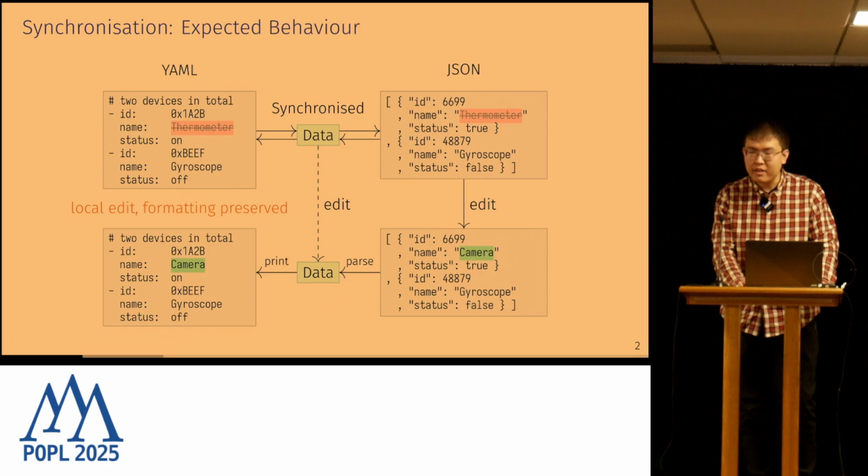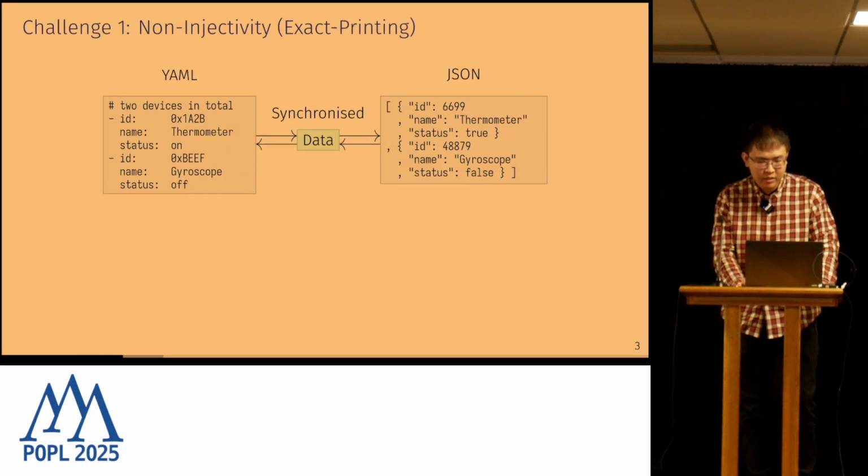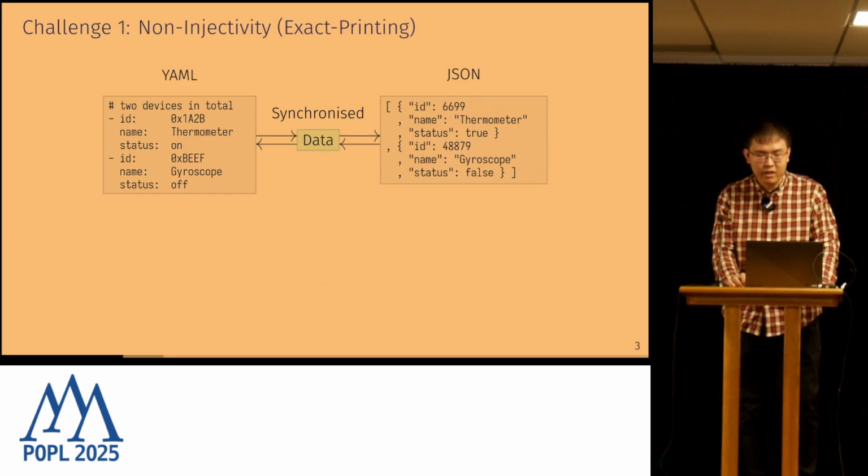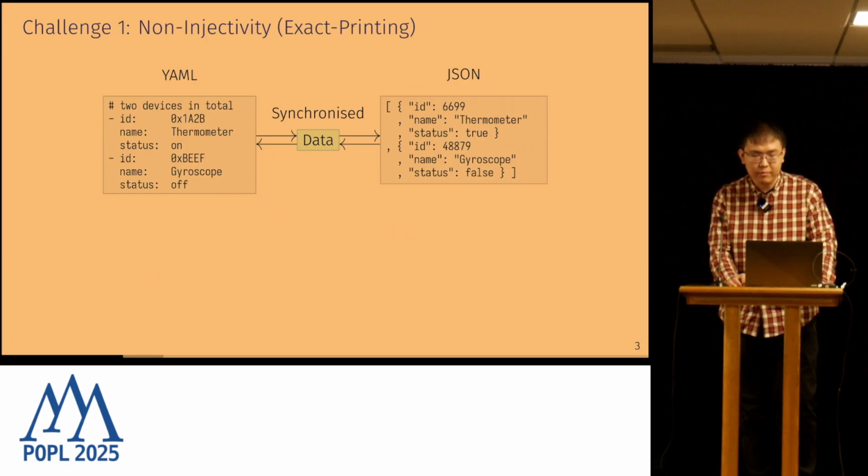But this can actually go wrong, and will go wrong, if you are using existing parser and printer frameworks to do this. So we summarize the problems as two challenges. The first challenge is the non-injectivity of the parser as a function. And this is in conflict with the requirement of exact printing.